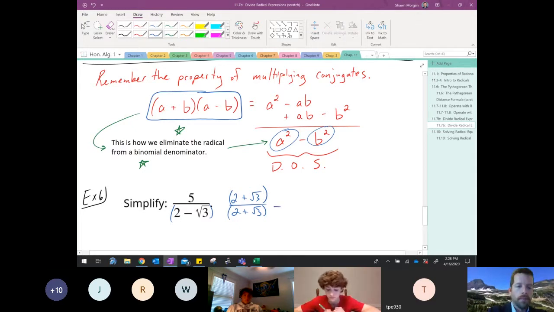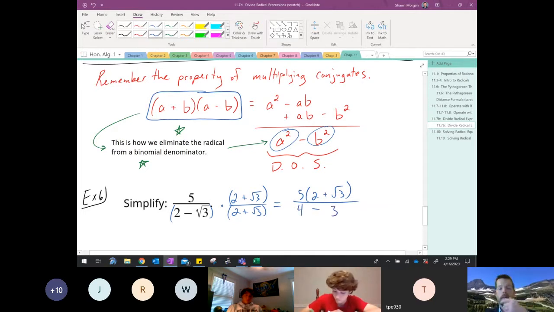Check this out. When I multiply the top, that's easy. That's just 5 times 2 plus radical 3. But look what the bottom becomes. It becomes 4 minus 3. Now, where on earth does 4 minus 3 come from? Well, just look right above you in red. Look at the difference of squares.